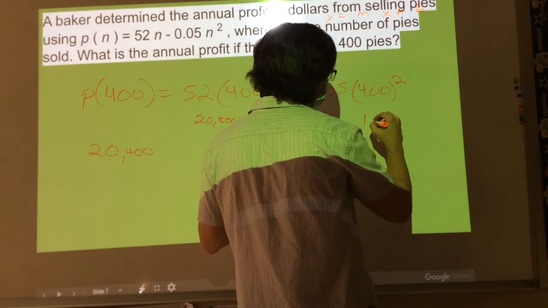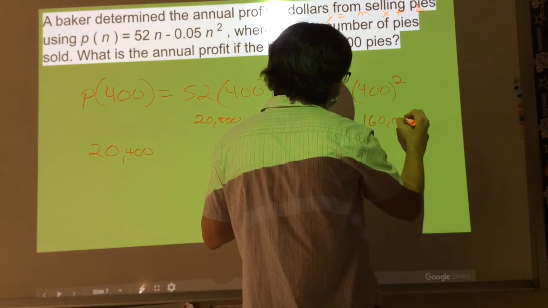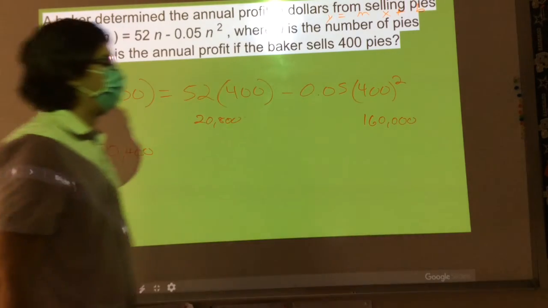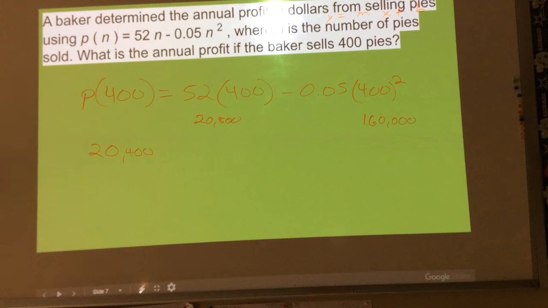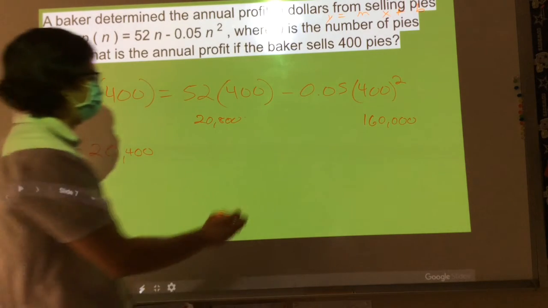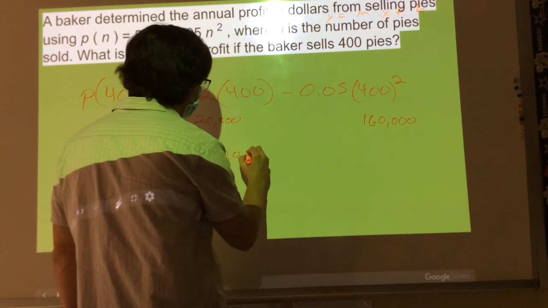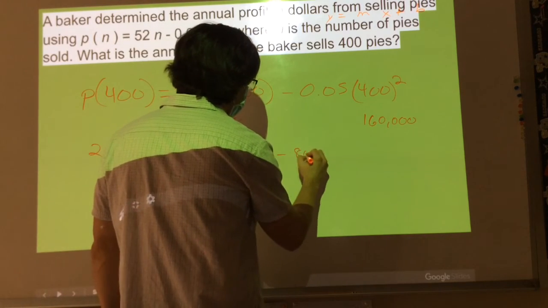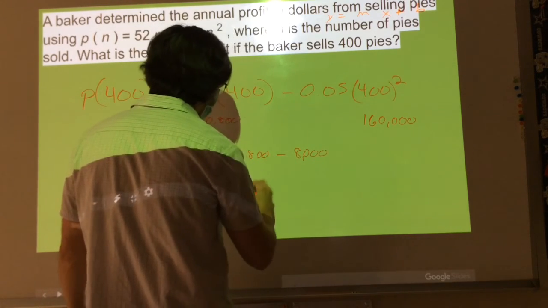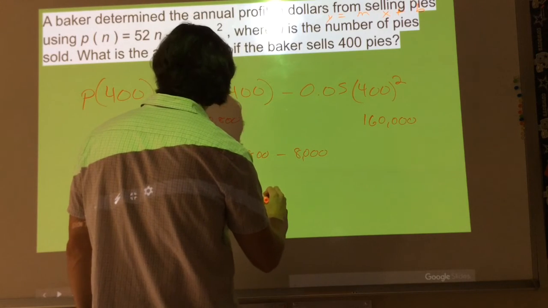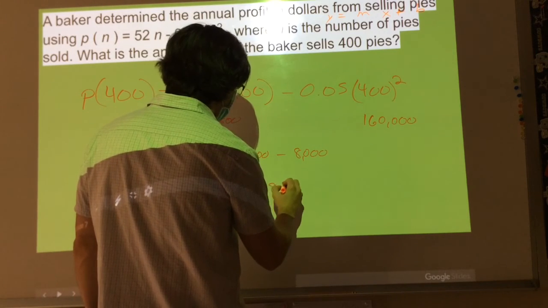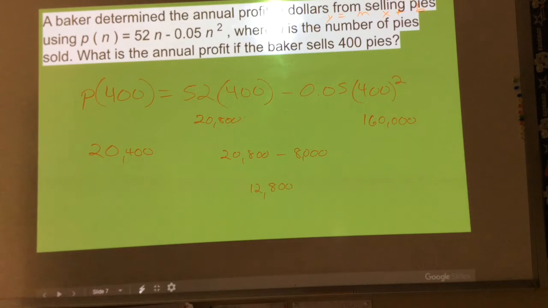160,000. Okay. And I've got to multiply that by negative 0.05. Anybody tell me what that's going to give me? So if we have 20,800 minus 8,000, then I end up with, what is that? 11,800. Colin, see the difference there? Yeah. Cool. All right, moving right along, just plugging those in.